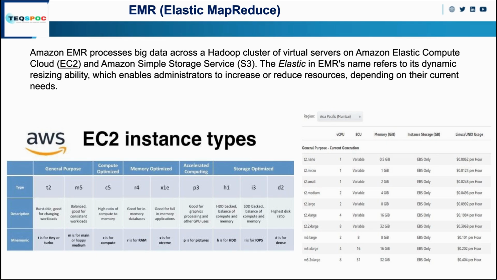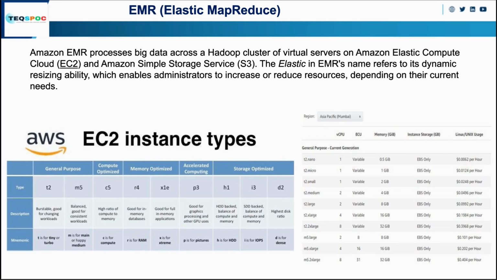whereas EMR will provide you a redundant cluster with all of this already installed. So EMR processes big data across a Hadoop cluster of virtual servers on Amazon Elastic Compute Cloud, or EC2, and Amazon Simple Storage Service, that is S3. So we have already seen S3, it works like a data lake. You can put any sort of data, be it structured, semi-structured, or unstructured, and you can process the data using other services, and EMR is obviously one of them.